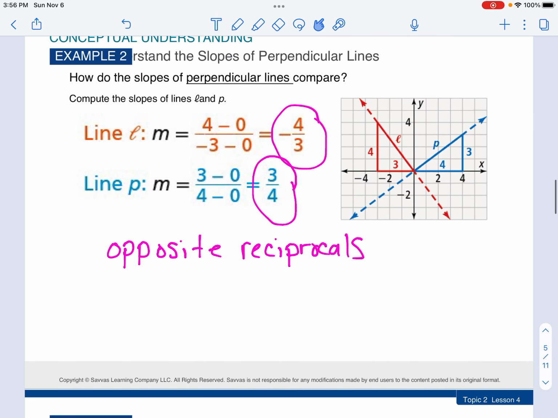So if, let's just say I had a slope of 1/2, the slope of the line that's perpendicular, you'll flip it and change the sign, will be negative 2.